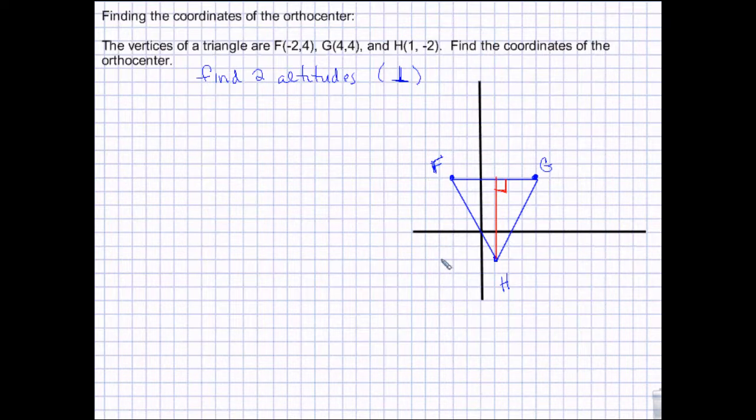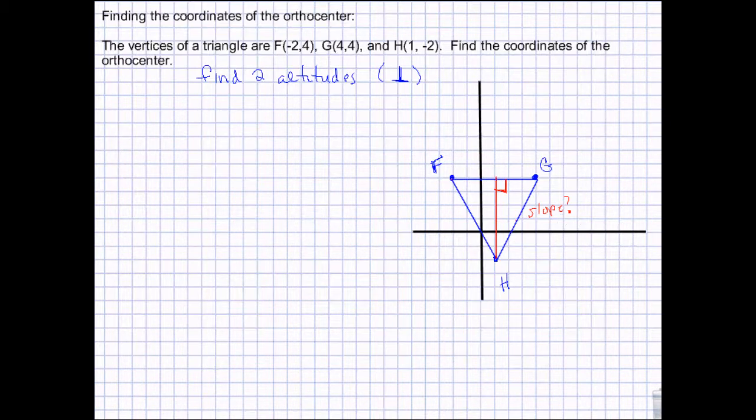So now I'm going to have to find the second altitude. And I can either find the altitude that goes from F to GH or from G to FH. So do you guys want the one that goes down this way or down that way? Which corner, F or G? F. Okay, so we'll find the one that goes from this line to this line. So I need to find the slope of this line right here so I can find the perpendicular line. Does that make sense? Because perpendicular, we need to know slopes to know where to draw it.